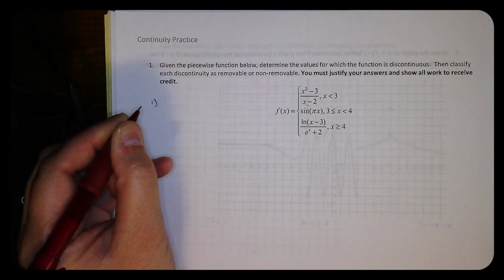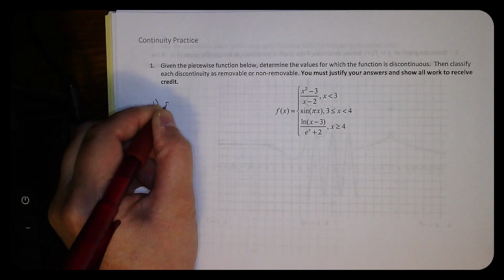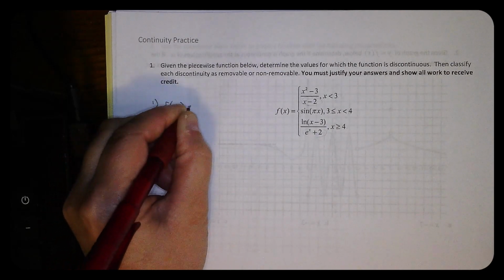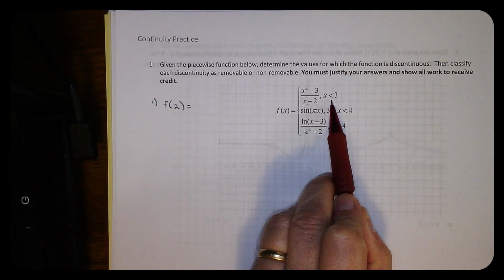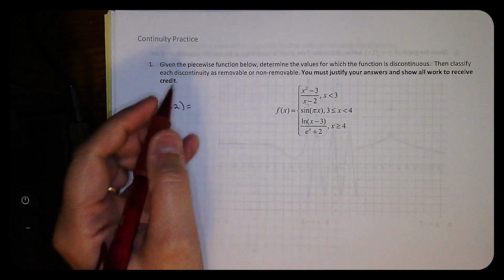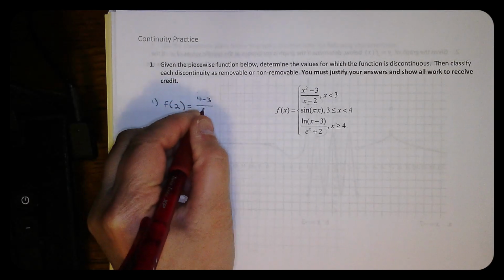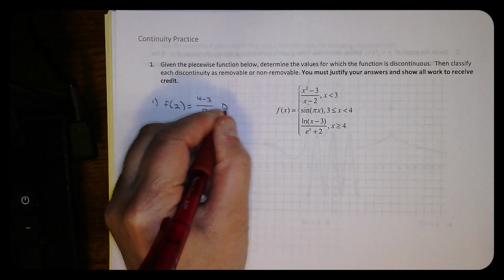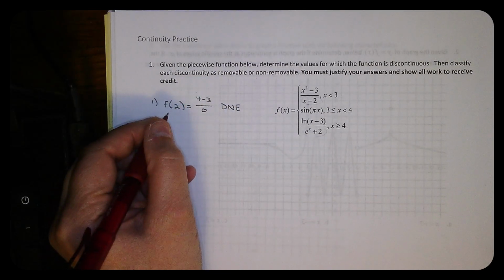So the continuity test would be, does f of 2 exist? If I want to apply f of 2, I've got to use this function because x is less than 3. 2 is less than 3, so I have to plug it in here, and I can see that I'm going to have 4 take away 3 over 0, so f of 2 does not exist. So I immediately know that it's discontinuous at x equal 2.